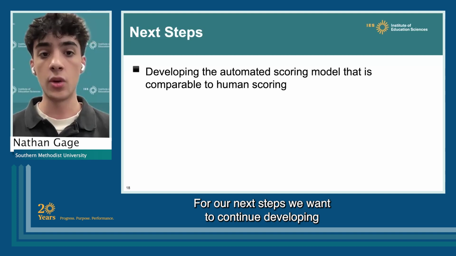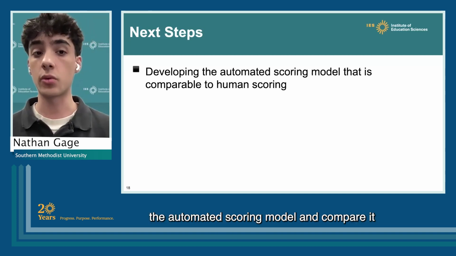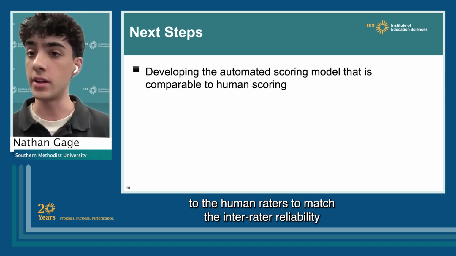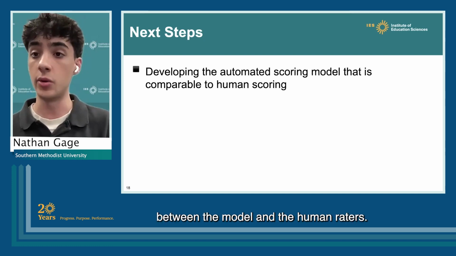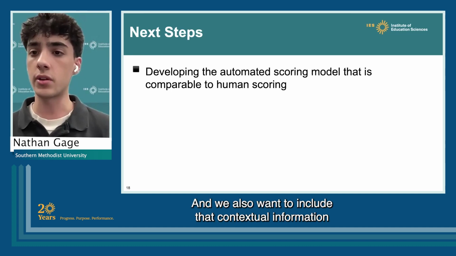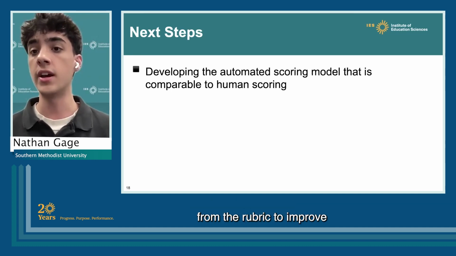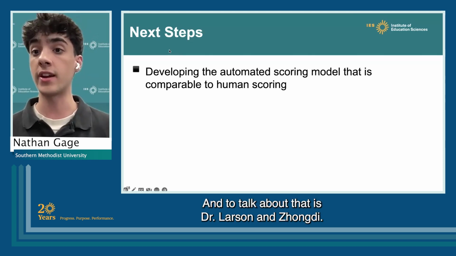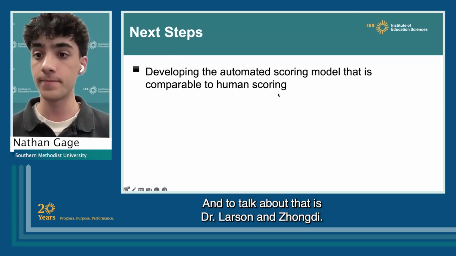For our next steps, we want to continue developing the automated scoring model and compare it to the human raters to match the inter-rater reliability between the model and the human raters. And we also want to include that contextual information from the rubric to improve the automated scoring model overall. And to talk about that is Dr. Larson and Zhangdi.